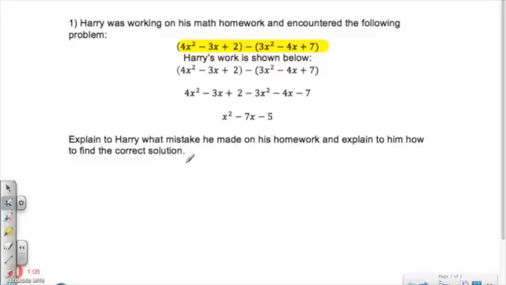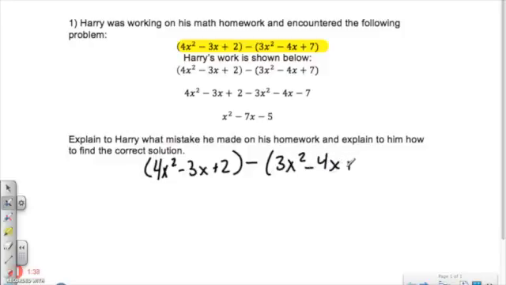So when I'm doing an error analysis problem, what I like to do is just work through the problem on my own and then compare my work to Harry's work to see if I can find where they differ, and that probably will give me a good indication of what his mistake was. So the first thing I'm going to do is copy down my problem. I've got 4x squared minus 3x plus 2 minus 3x squared minus 4x plus 7.